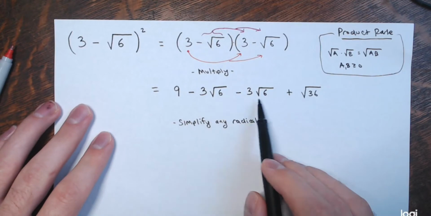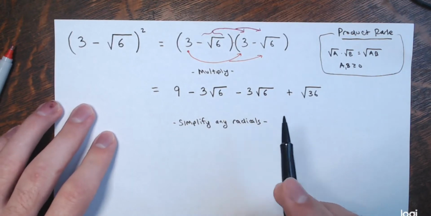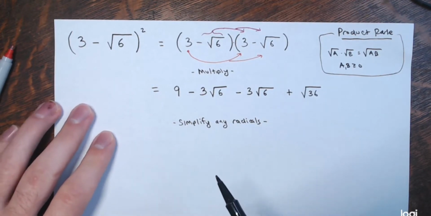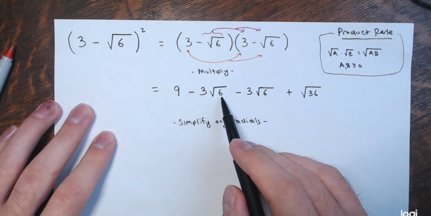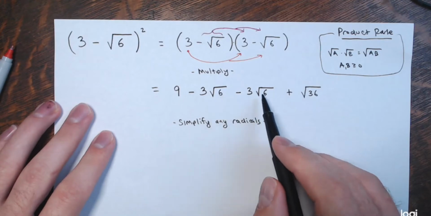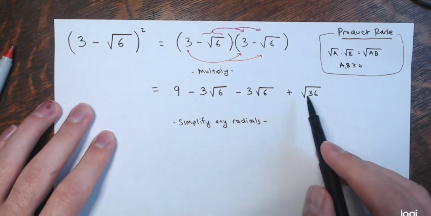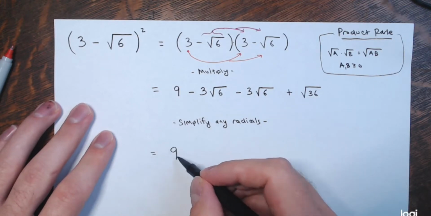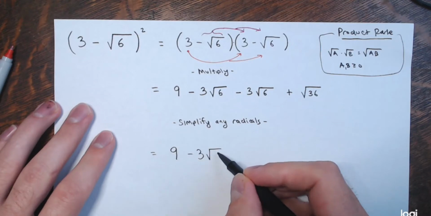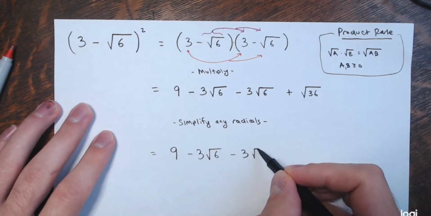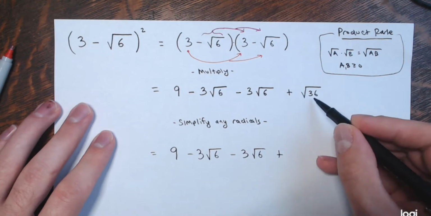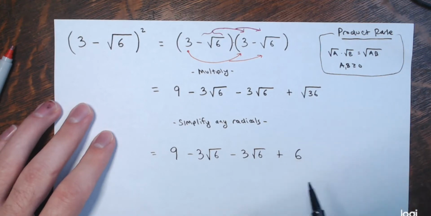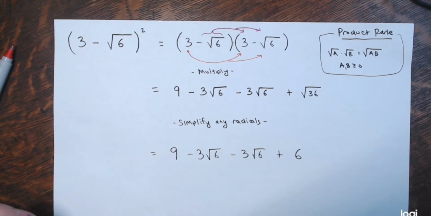Now the square root of 6 is already as simplified as it gets. There are no factors of 6 that are a perfect square. So these two radicals are already totally simplified. The square root of 36, however, is just 6. So we end up here with a 9 minus 3 times the square root of 6 minus 3 times the square root of 6 plus, and then this radical here is just 6. The square root of 36 is just 6.